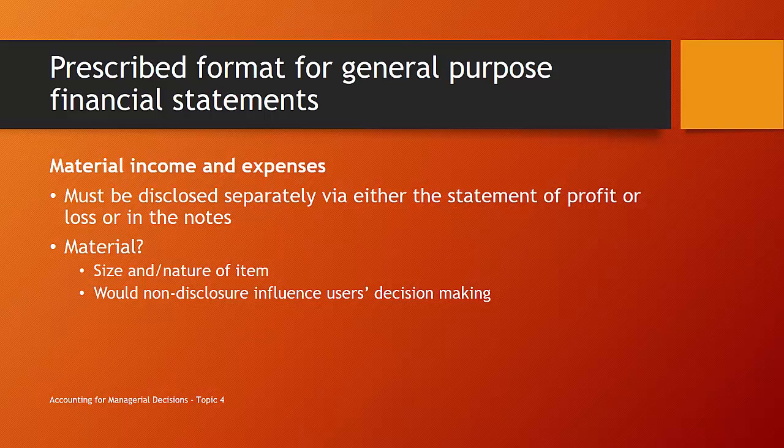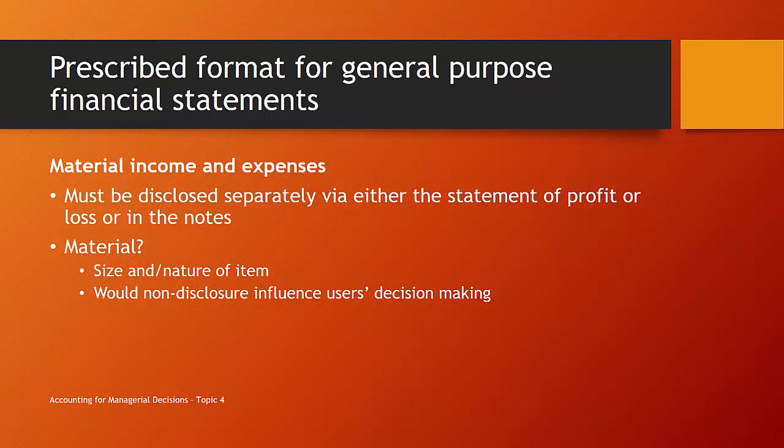Material income and expenses. What is material? Whatever they are, they have to be disclosed separately, either via the statement of profit or loss or in the notes. They need to be disclosed. They don't need to be recognized. Recognition is actually in the statements, but that information needs to be somewhere. What is material? It'll often depend on the size and nature of the item. If you're a $1 billion business, a $50 expense is not material. If it's a $50,000 expense, it still might not be material. If it's a $50 million expense, it probably is.